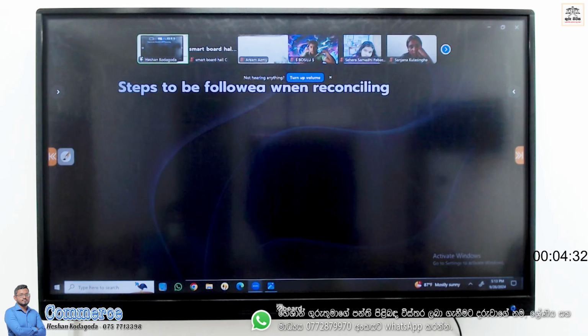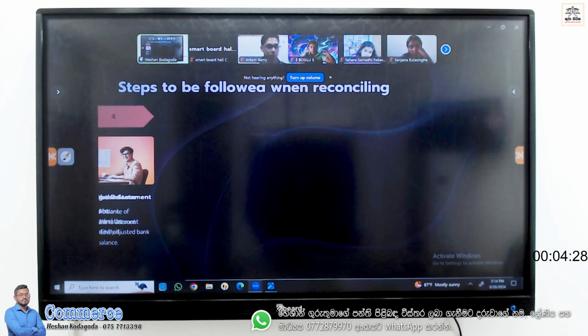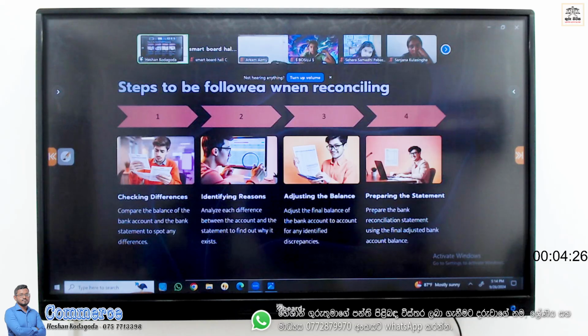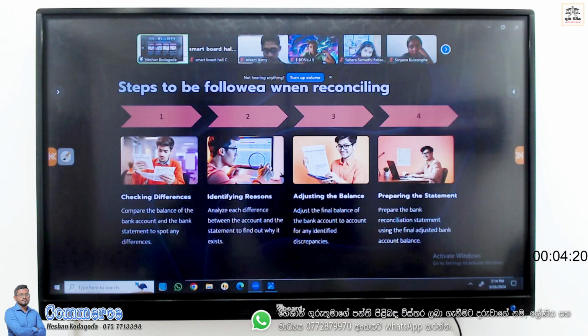Steps to be followed when reconciling. First, we need to check the differences between the bank statement and the bank account balance in the business. Then we need to identify the reasons for the differences and adjust those balances. Finally, we need to prepare the statement by adjusting those balances.